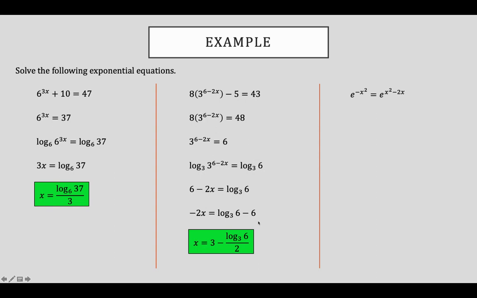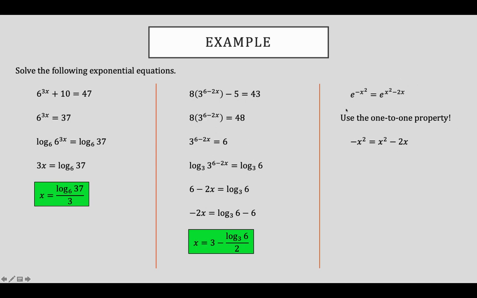All right, let's look at another one here. e to the negative x squared is equal to e to the x squared minus 2x. Now, in this particular case, we have two exponential quantities with the same base set equal to each other. This actually means we can use the one-to-one property. Two exponential quantities with the same base will be equal if and only if their exponents are equal. In other words, negative x squared has to equal x squared minus 2x.